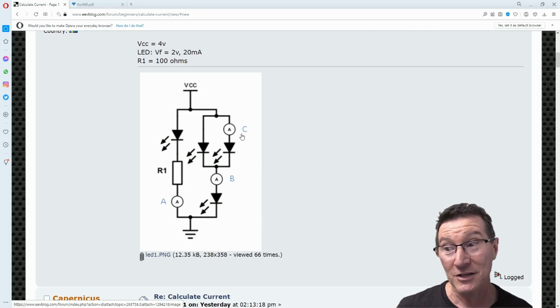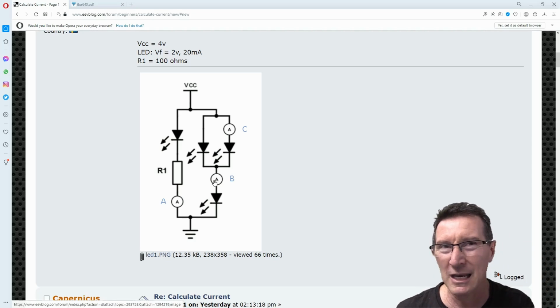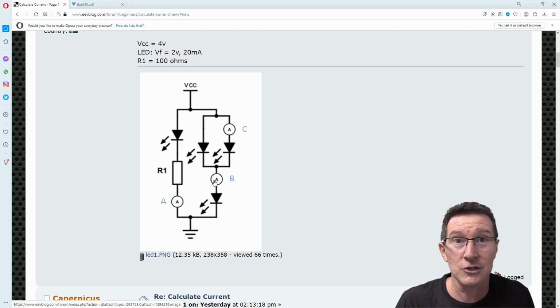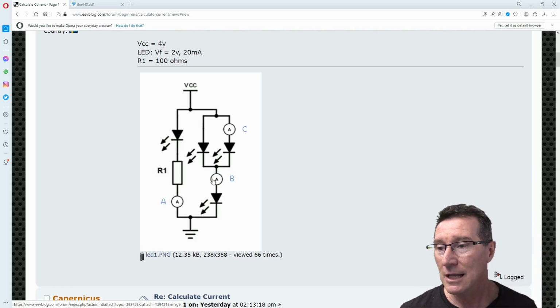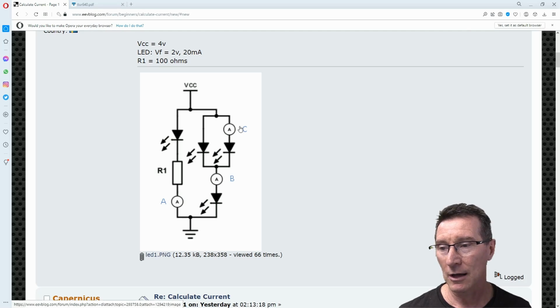But suffice to say, and if we had this over here as branch D, if we had a meter there measuring branch D current, C plus D would always equal B, even if they're changing over time due to the connections or thermal and the LEDs are just going like this. At any instant in time, the current C plus the current D will equal the current B. Kirchhoff's current law must hold.